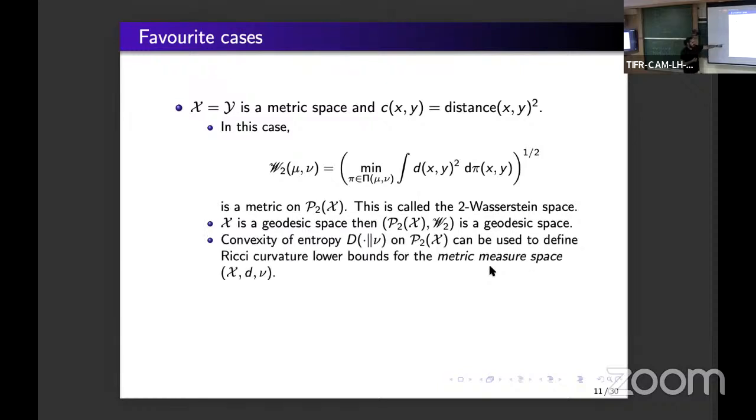Moreover, the convexity of entropy, which I have not defined, on this space along the geodesics can be used to define Ricci curvature lower bounds. So for example, if you had a Riemannian manifold, and this was your metric coming from the Riemannian metric, and you did f log f type things with respect to the volume measure, then the condition of the Ricci curvature bounded below by k is equivalent to the k-convexity of entropy. So this is true, and this idea can be used to define spaces where there is no smooth structure. You can have a geodesic space and a measure on it, and you can define what it means to say that the Ricci curvature of this metric measure space is bounded below by k.